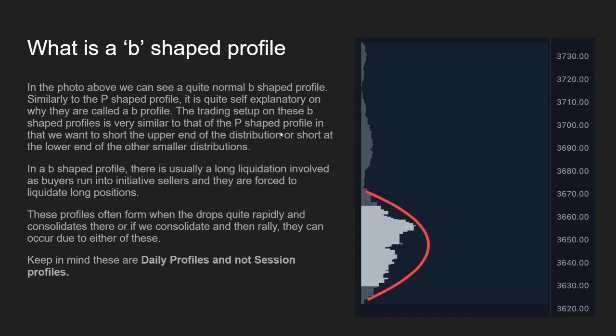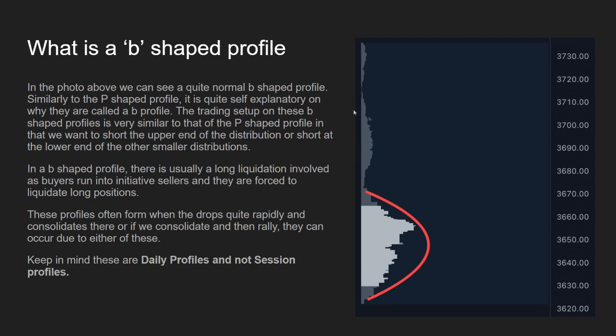What is a B-shaped profile? You can see a B-shaped profile on the right of your screen. It is a normal B-shaped profile. It is very similar to the P-shaped profile, and it is quite self-explanatory why they are called B-shaped profiles. You can see the obvious B shape. They are the opposite of a P-shaped profile. For example, if you turn this around, it would look like a P.